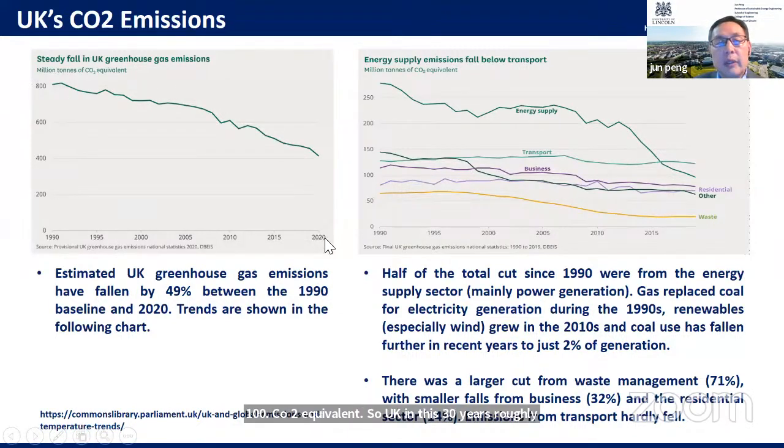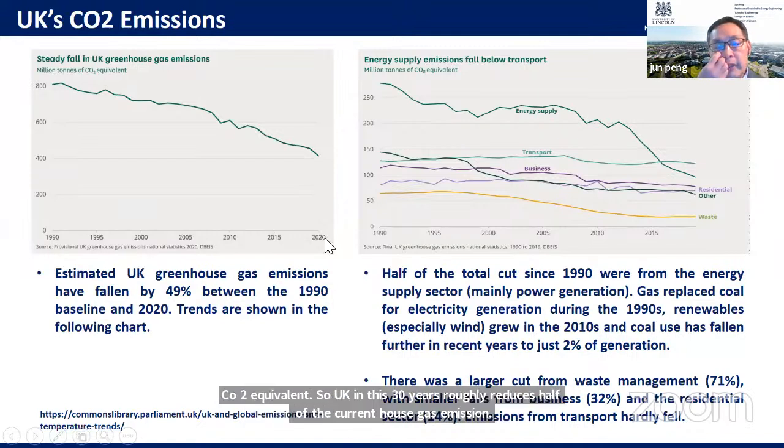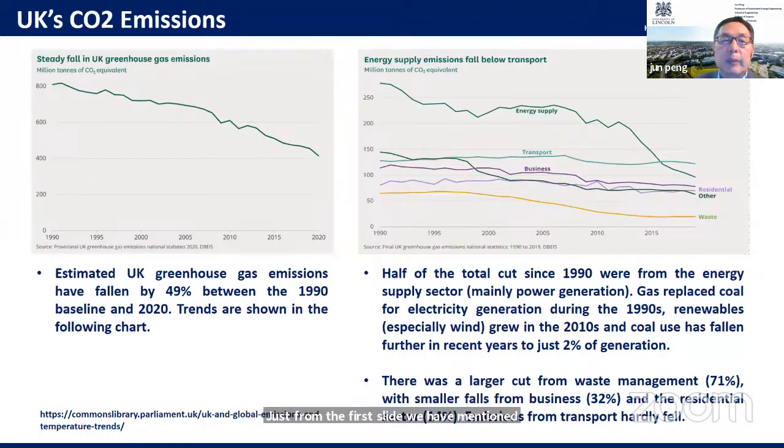From the first slide we mentioned that the UK targets net zero by 2050. So from the 2020s there are another 30 years. With the same trend as the past 30 years, the UK can meet the net zero target by 2050. That's the UK.